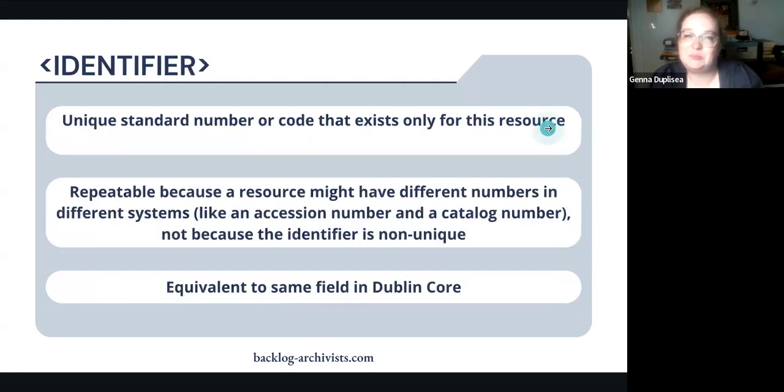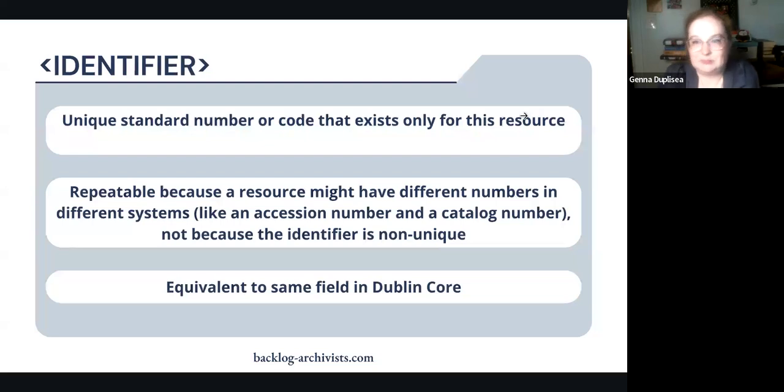Next slide, please. So the identifier, exactly the same as in Dublin Core. This is a unique standardized number or code that exists only for this resource. The field is repeatable because a resource might have different numbers in different systems. So like you might have an accession number for an item as it comes into your collection and a catalog number. It's not because the identifier is not unique. It's because one unique item might have multiple also unique identifiers. So this is where you would put your local classification information instead of in the classification field.